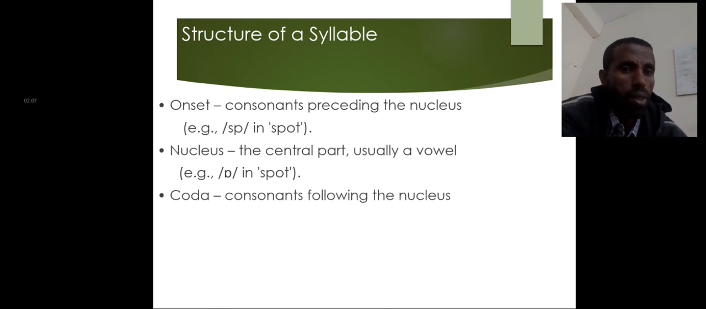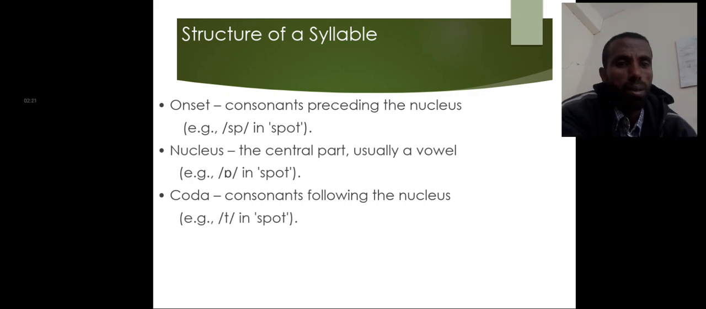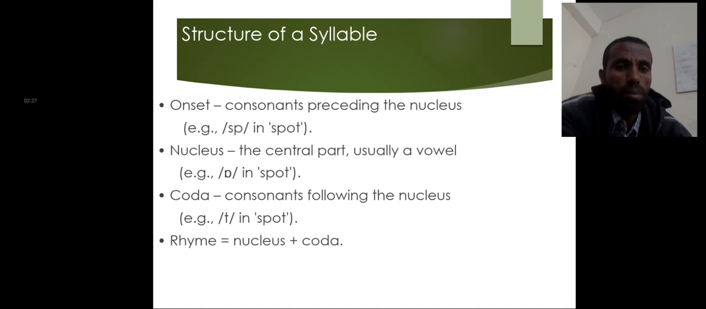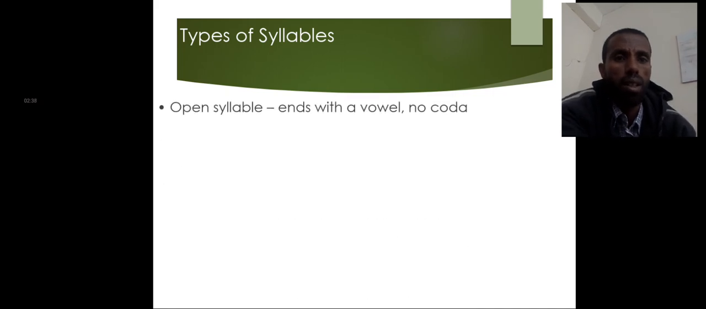So what is coda? Again, it's a consonant that follows the nucleus, meaning the consonant that you find after the vowel, after the nucleus, is called coda. So again, in the same example, the t is the coda. Rhyme means it's a collection of nucleus and coda. So these are the structure of a syllable. And now let's see the types of syllables.